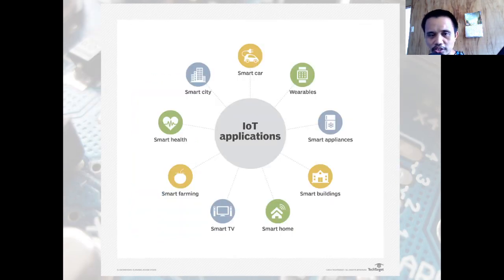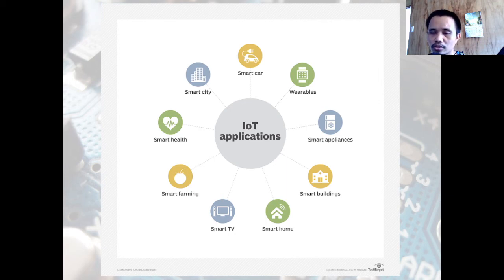So in this figure, you can see the different applications for IoT. So we have the smart car, like what you've seen right now on the internet, or the wearables. So through the wearables, for example, we can use it to detect our heartbeat or to monitor the heartbeat of a patient.